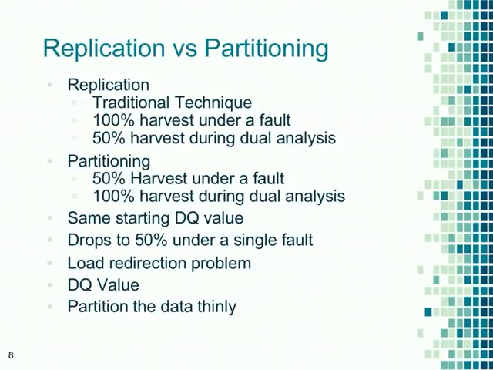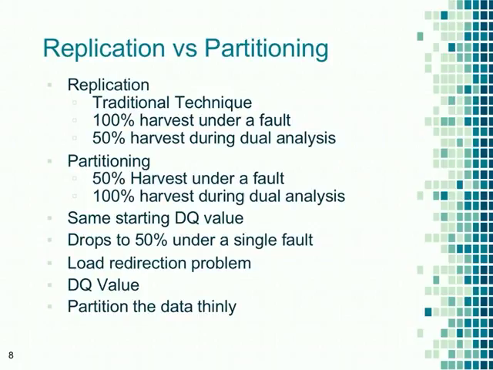Next, we're going to look at the differences between replication and partitioning. Replication is the technique that was originally used. It has previously been thought of as better due to the fact that it keeps 100% harvest during a fault. But with dual analysis, we see that the replicated version goes down to 50% harvest. With partitioning, the harvest drops to 50% when under fault, but with dual analysis, it stays at 100% harvest. With both replication and partitioning, the DQ value starts off the same, and they both drop to 50% with a single fault.